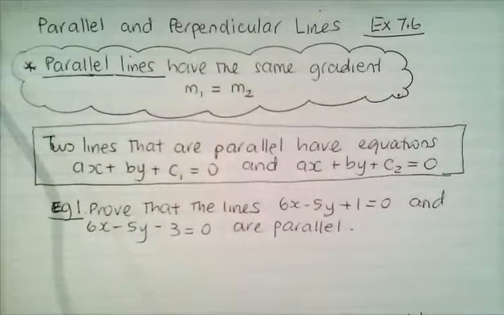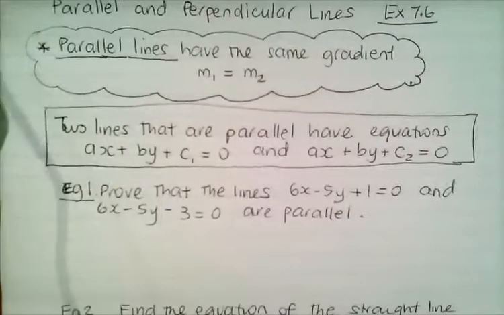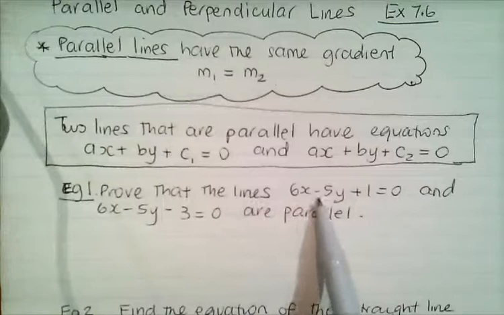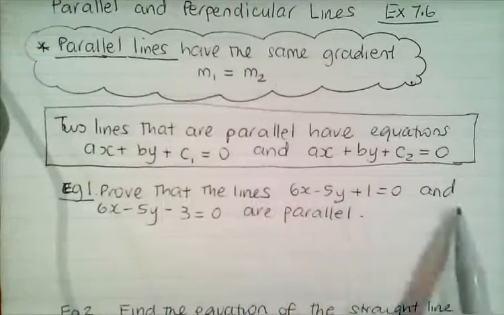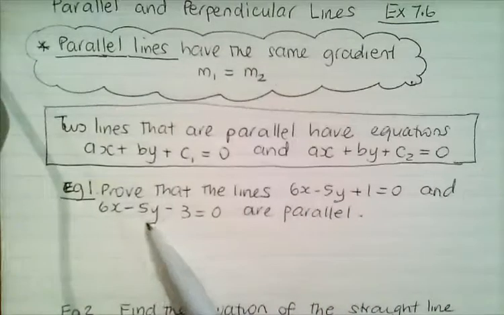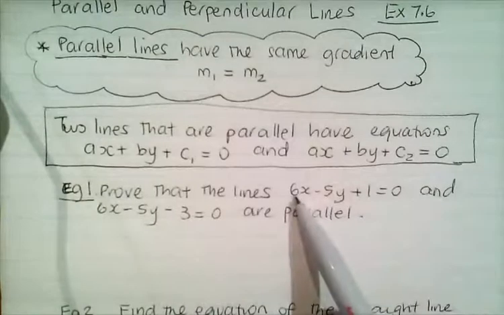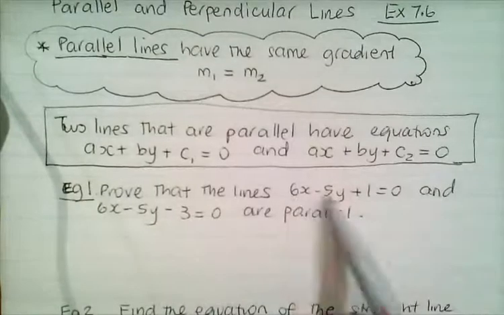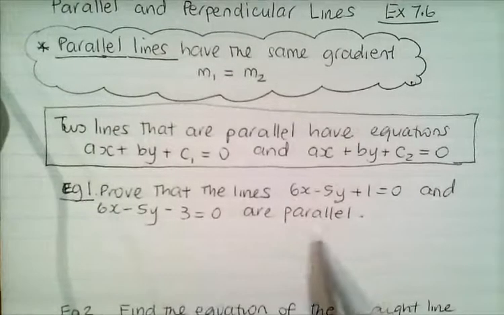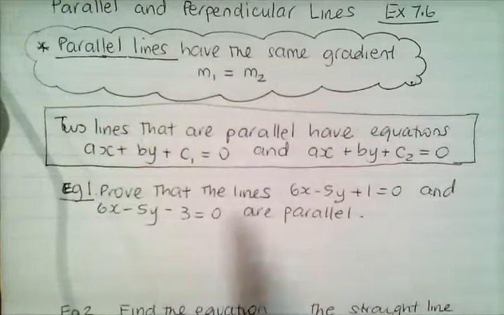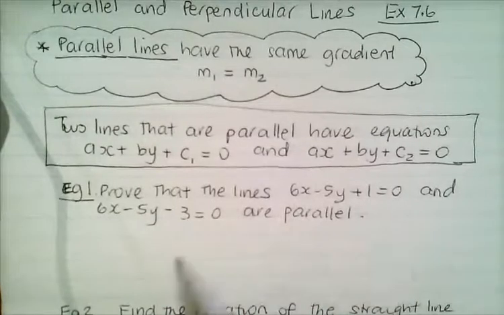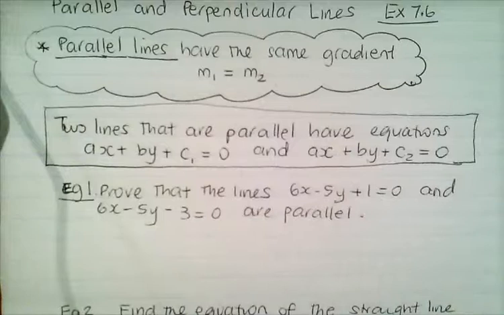Now if we look at example 1 down here, it says prove that these lines 6x minus 5y plus 1 equals 0 and 6x minus 5y minus 3 equals 0 are parallel. We can see that the terms in front of the x and the y are both the same, but it's not enough to say that. What you have to do to prove that those two lines are parallel, you're going to have to put both of those equations into y equals mx plus b form, and then state the gradient of each line, and then say that the gradients are equal.